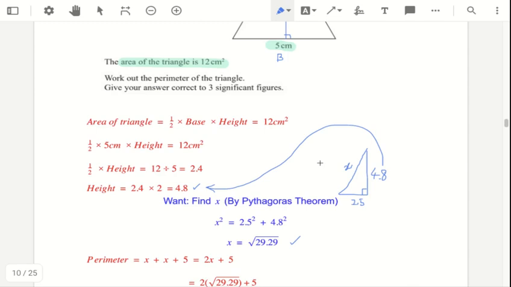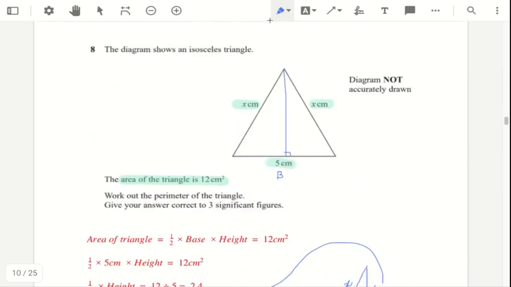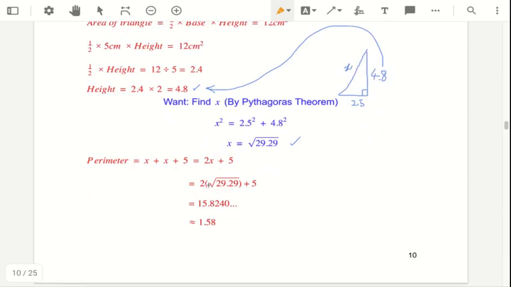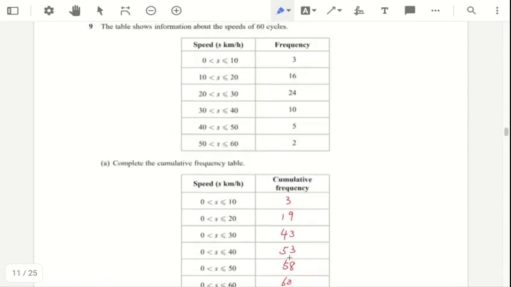Okay, and then what's our next step? The main purpose, the objective of the question, is to find the perimeter. So it's basically the perimeter is x plus x plus 5, so we get 2x plus 5. So x is square root 29.29. So 2 times square root 29.29 plus 5. So our final answer is 15.8.